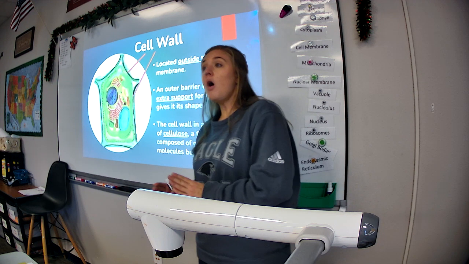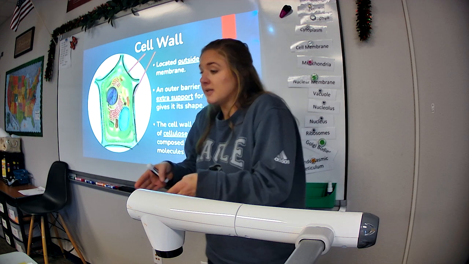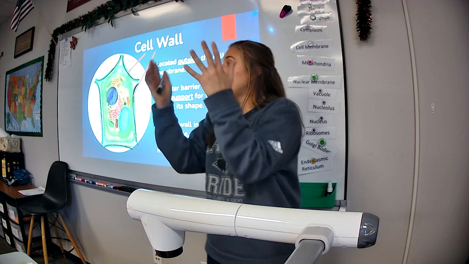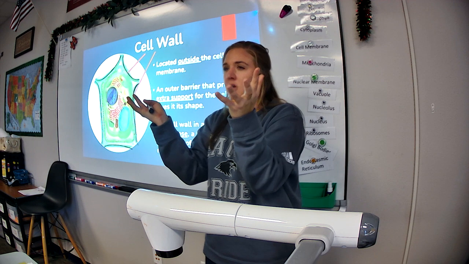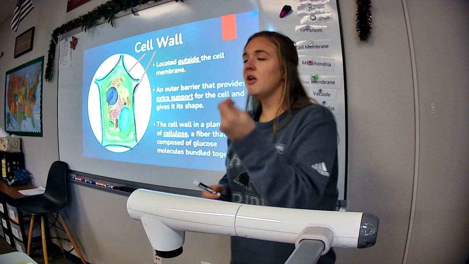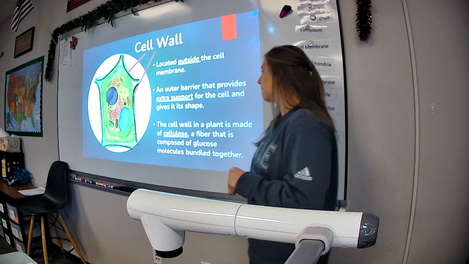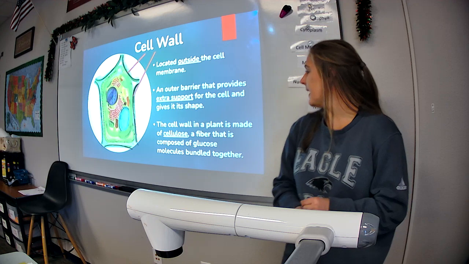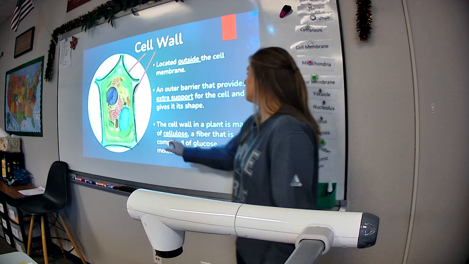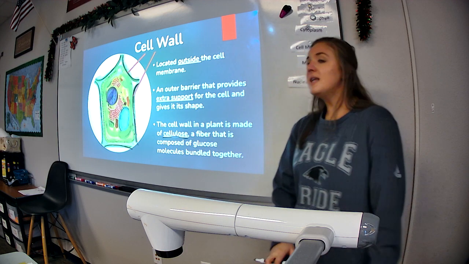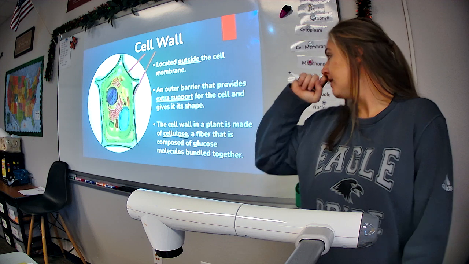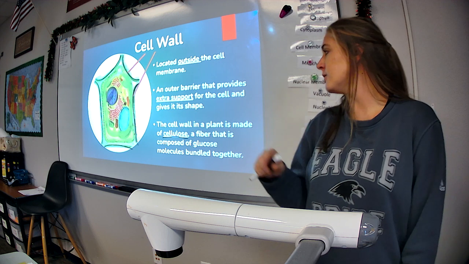But the cell wall gives it its structure, allowing the stem to stand up, allowing the leaves to perk up in one direction. You know what I'm saying? It gives them a little extra support and protection around the cell membrane there. Now, the cell wall in a plant is made of something called cellulose. Cellulose is a fiber that is composed of glucose molecules that are bundled together.